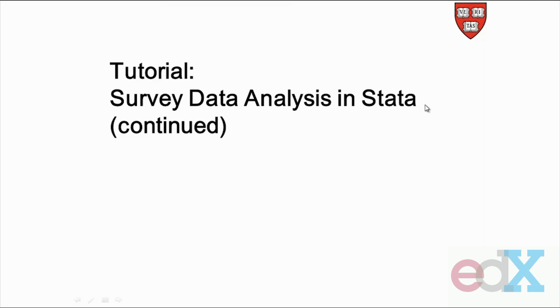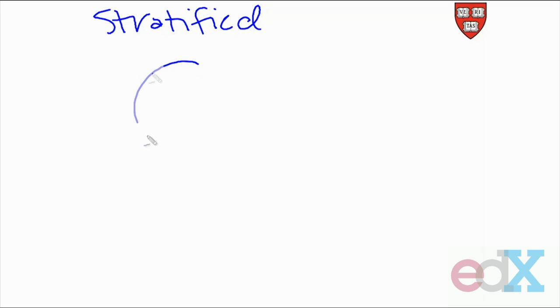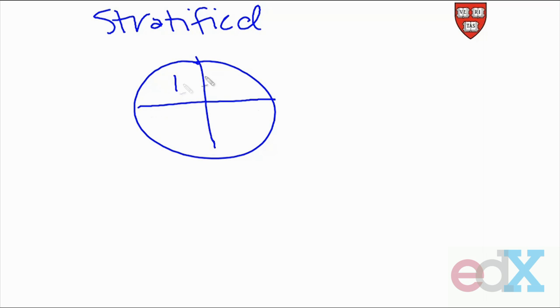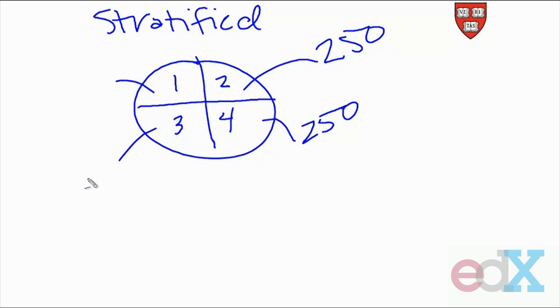In this example, we're going to continue looking at survey data analysis within STATA. So let's start out by looking at a stratified sample. Recall that we're dealing with a population of 500,000 people, and it's broken into 4 different provinces. Within each of these provinces, we're going to sample 250 people. Therefore, our strata in this example are the provinces.